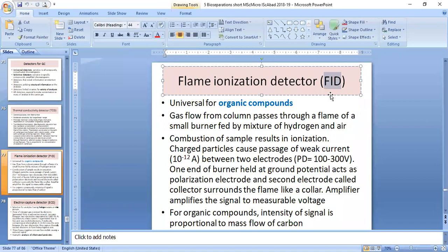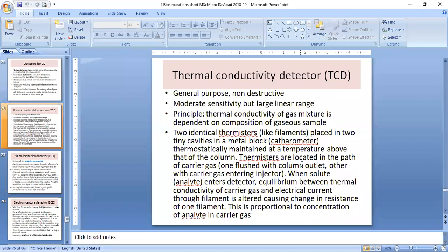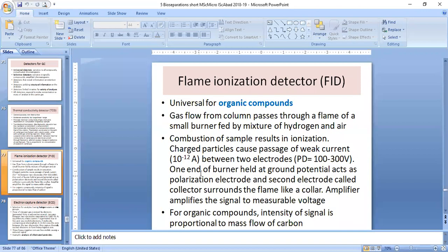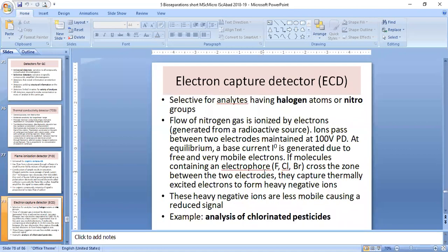Okay, that is because these short forms are also very popular. FID, TCD, these are popular short forms. So you have to even remember the short forms.